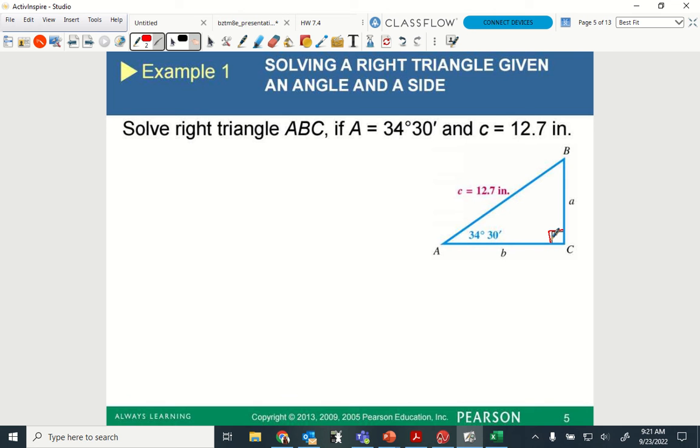So let's say, for instance, I want to solve for big B. And I know that A and B are complementary. They add up to 90. So to get angle B, I would do 90 minus 34 degrees, 30 minutes. You can do it in a calculator if you want, or you can do it in your head. What is it, 55.5, so 55 degrees 30 minutes?